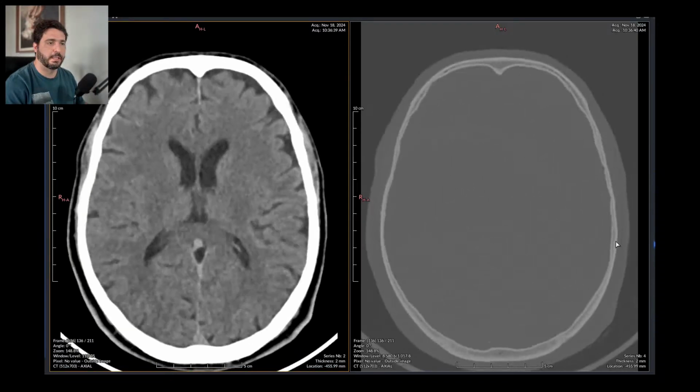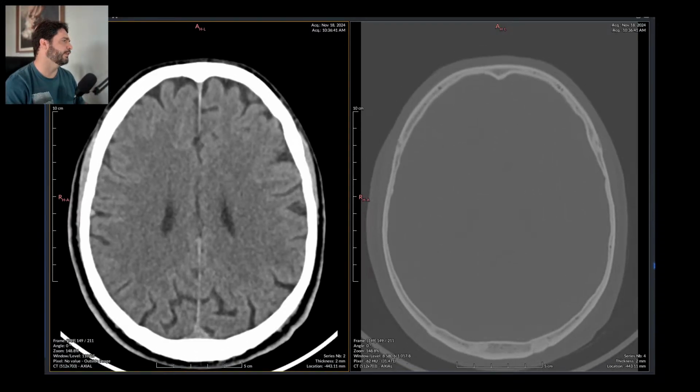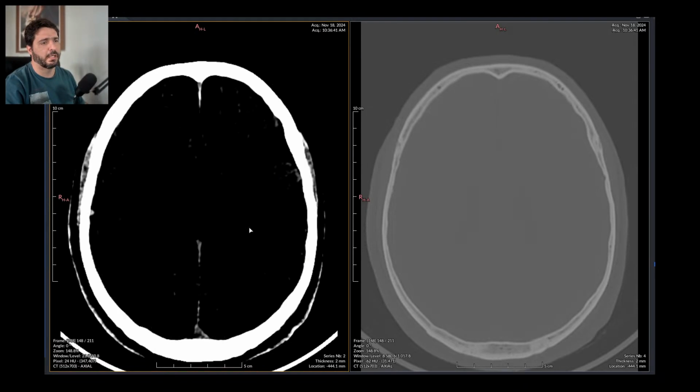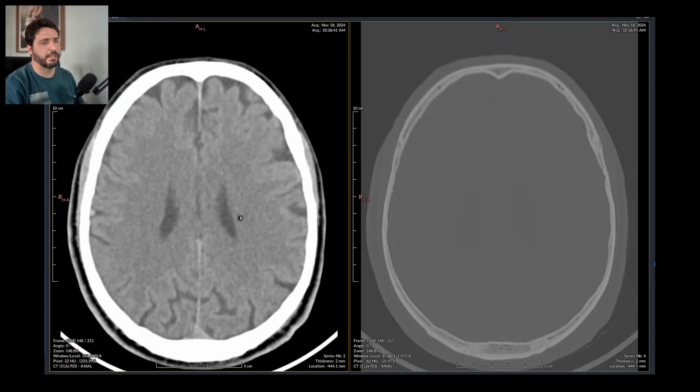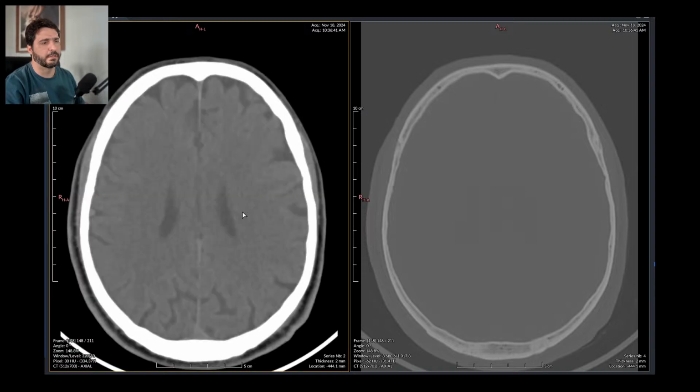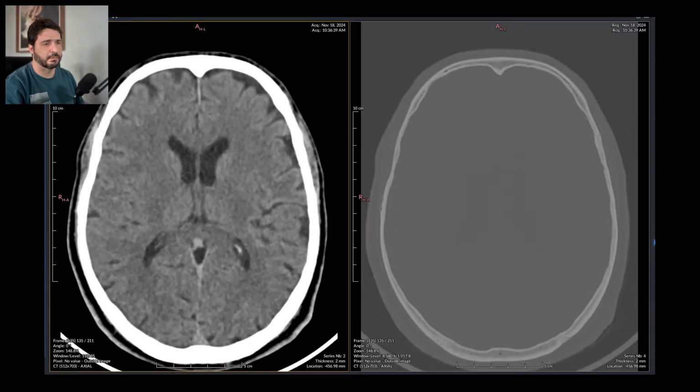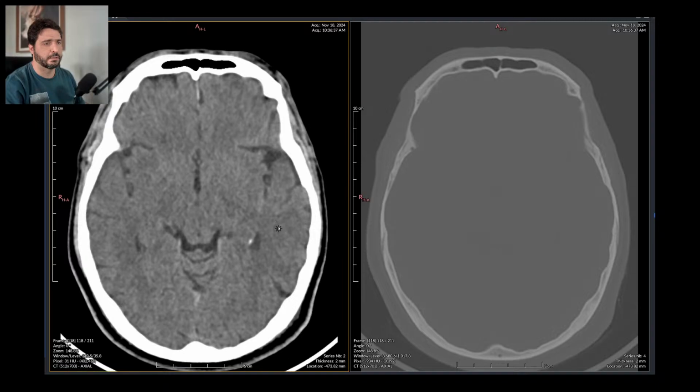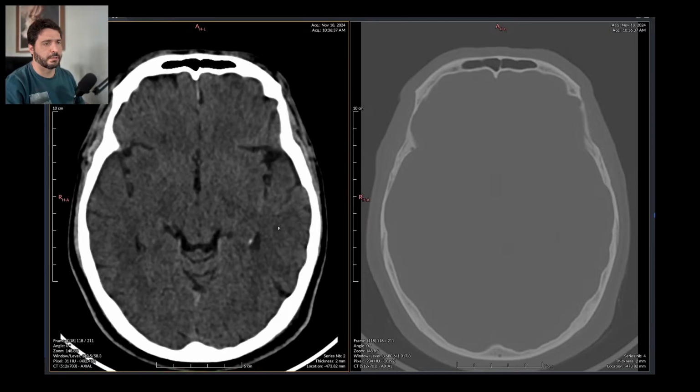So this is a CT scan of a 55-year-old male. It says he has some kind of stroke. I can't agree. I think he is fine. No signs of stroke, at least not a stroke that I could see.